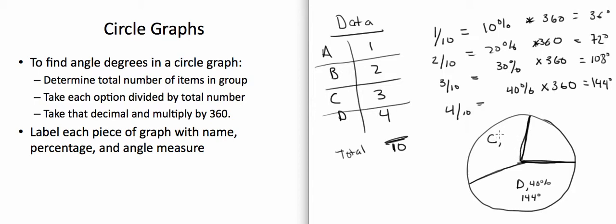This is C, 30%, and then 108 degrees. Okay, and then from here we have 36 and 72, so we're going to split that up. It's a little thick there, so we get this and go right there. So there is B at 72 degrees and 20%, and then A is 36 and 10%.